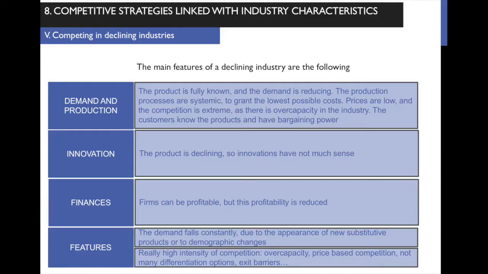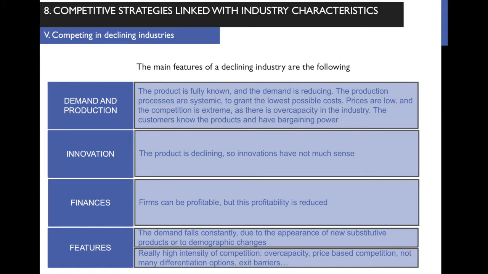Maybe one day or another your sales will start to decrease. When your sales start to decrease on a permanent basis, we can call this the decline stage. Which are the main features of the decline stage? Well, first of all, the product is completely known. Everyone knows the product. The demand is reducing, is dropping.